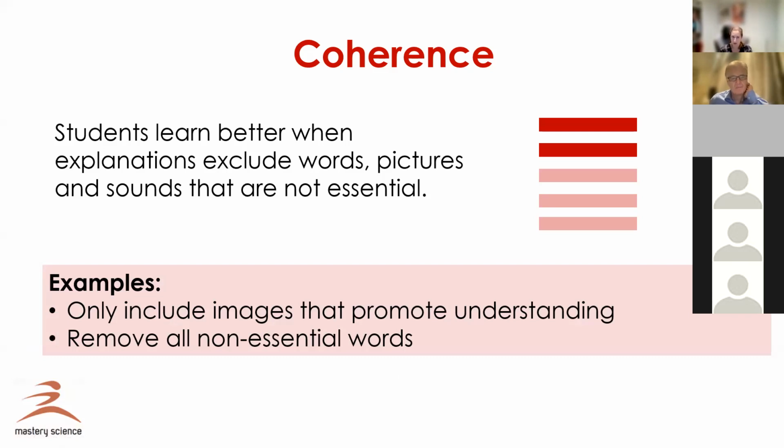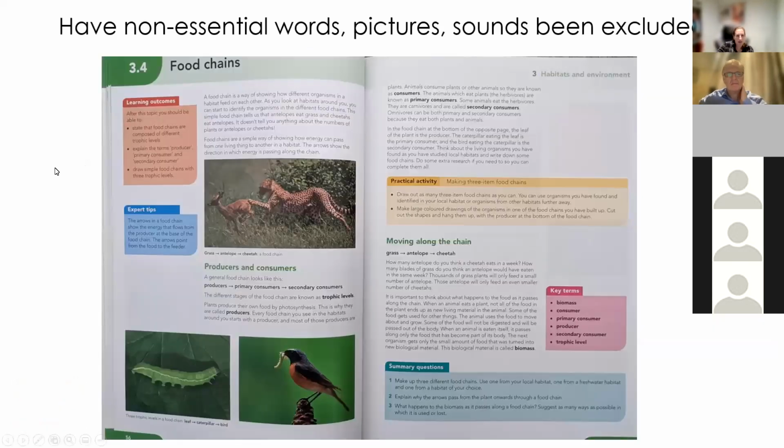So not pretty pictures that don't really help explain the concept you're trying to explain. And you'll probably see that a lot in textbooks. I know that I'm guilty of it when I make PowerPoints. I like to put in pretty pictures, but actually they are taking students away from the actual understanding you're trying to get across. And also really important to remove all non-essential words. So keep the text very concise, avoid repeating the same information. So let's have a look at an example here. So this is a textbook. So I want you just to have a look and have a think about if you think that it's going against this principle or going with this principle. So have non-essential words, pictures, sounds being included from this spread. Let's have a little look at it.